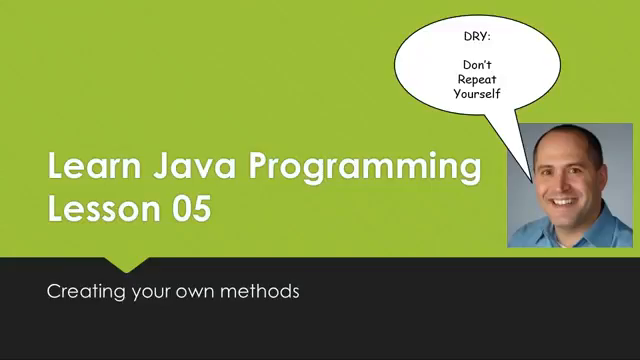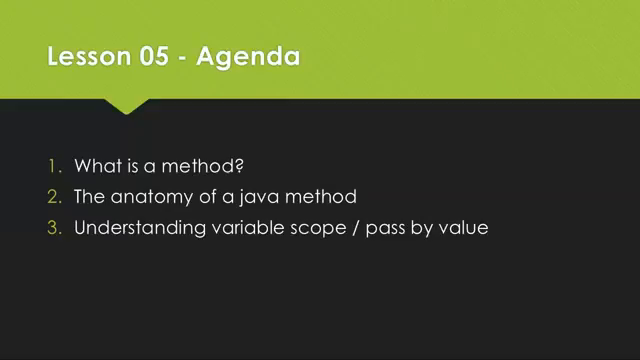This is lesson 5 in our Learning to Program in Java series. In this lesson, we'll learn to create our own methods. In the last lesson, if you remember, we learned about objects and classes. Objects consist of state and behavior. The state was represented as properties and the behaviors were represented through methods.